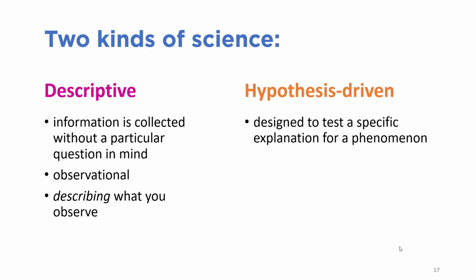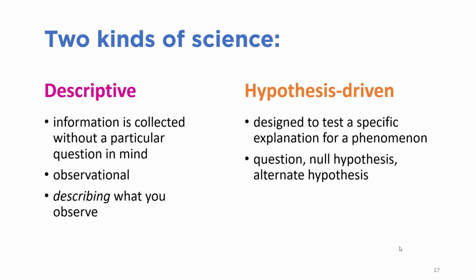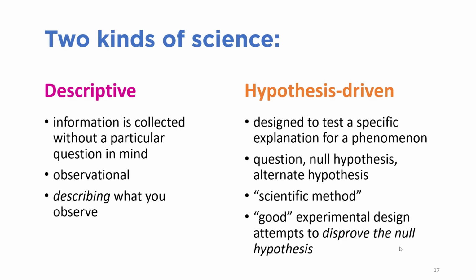Whereas we also do hypothesis-driven research. This is where you design a test. You're trying to explain a specific phenomenon. You have a question and a null and an alternate hypothesis, so options for how this question could be answered by your data. And this is what we are taught as being the scientific method in Western science. Good experimental design attempts to disprove the null hypothesis. That's how I was taught this.